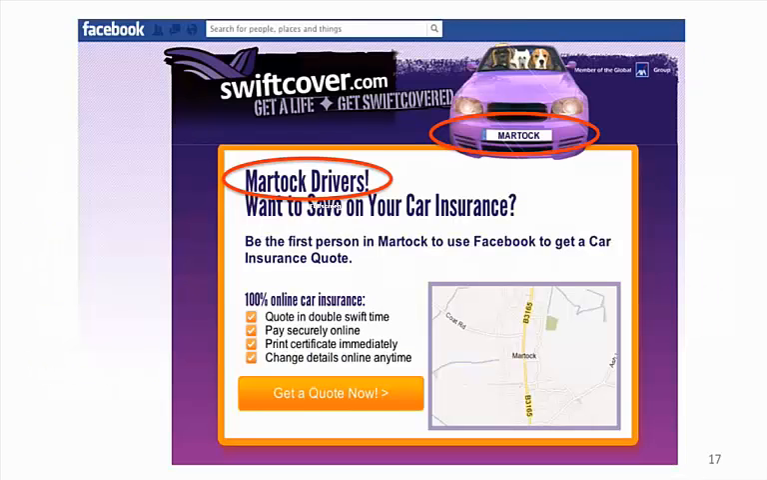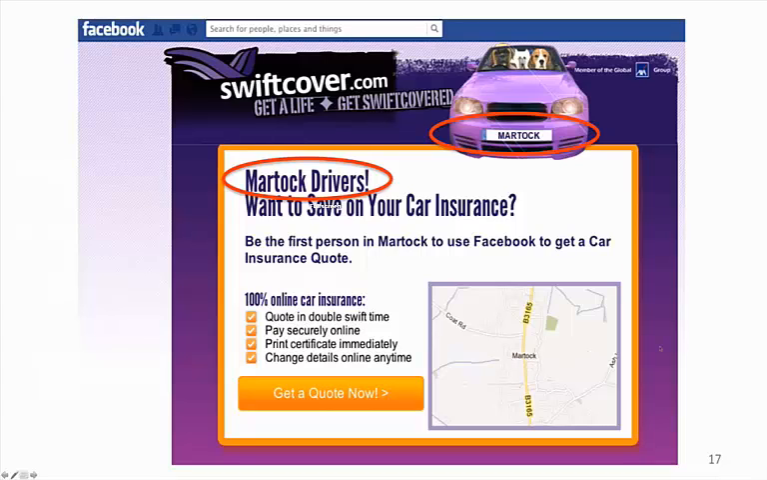You can see here, this is somebody who was advertising swiftcover.com, and they're advertising on Facebook. And you can see that they have targeted a specific town here, Martok drivers, right? They've included the name of that town on both the license plate on this image of the car, as well as here in the headline, right here as well, and also in this map.